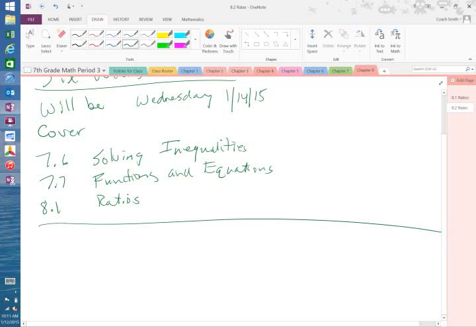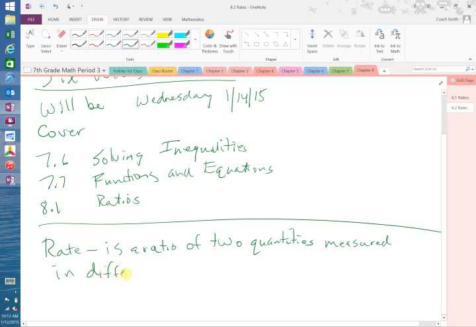8.2, rates. Okay, 8.2, rates. A rate. Go ahead and write this down. Similar to what we gave as the definition for a ratio the other day. A rate is a ratio of two quantities measured in different units.